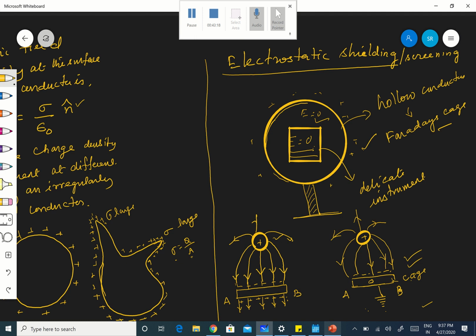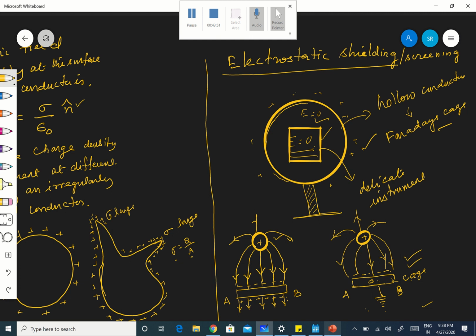Here, if you want to keep delicate instruments, you can keep them. If there is a high voltage generator and you want to protect from it, because it produces a very large electrostatic field, this will prevent that electrostatic field from spreading outside. How? By keeping it inside the earthed cage. So I think the concept in both is electrostatic shielding only.